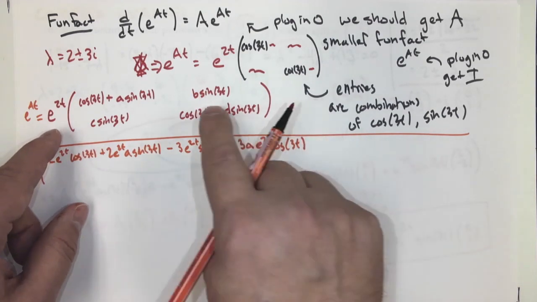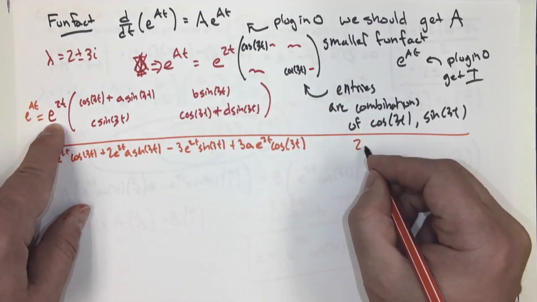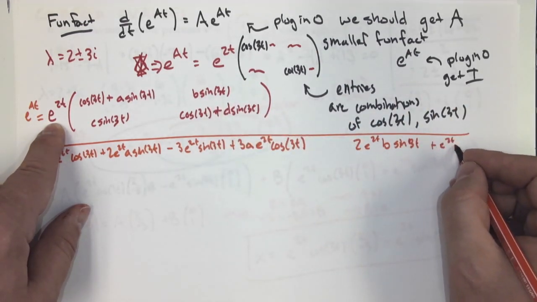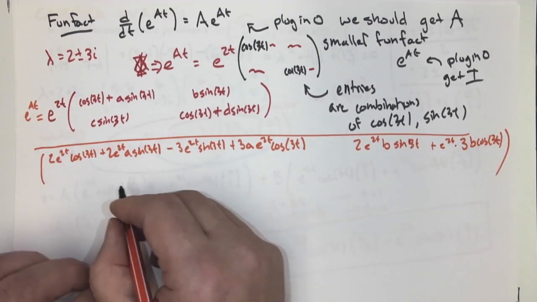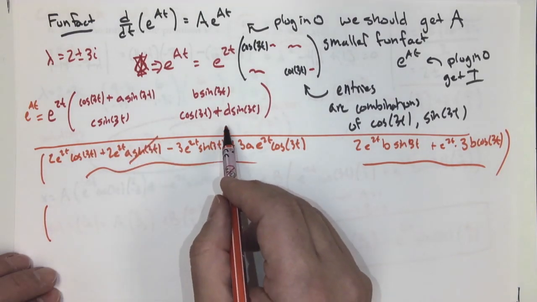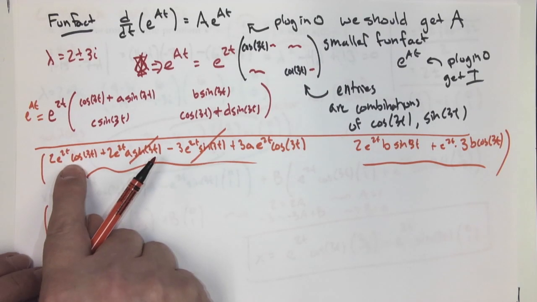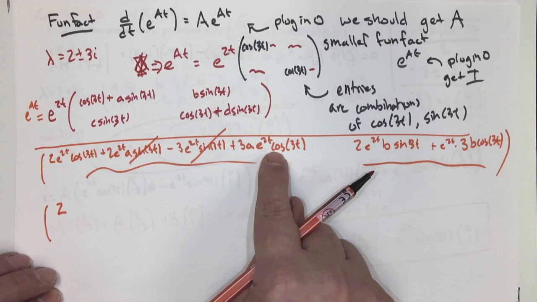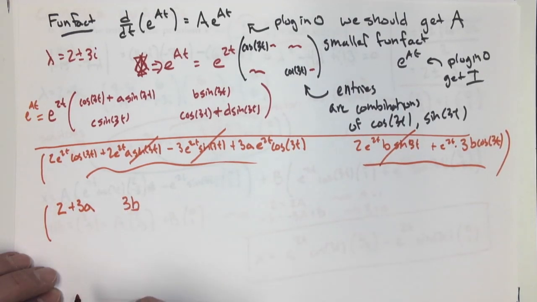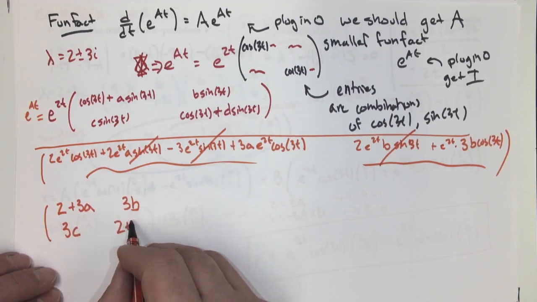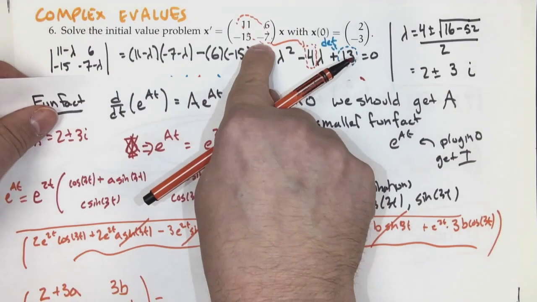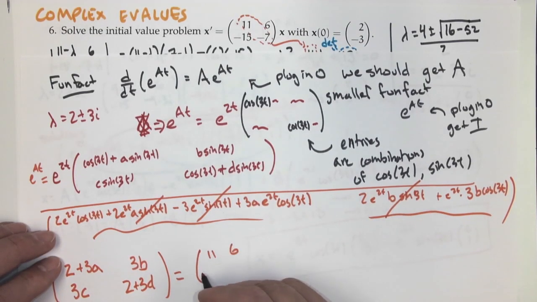This entry here, and I'm just going to do the top row, and you'll see what happens. You're going to get 2 e to the 2t b sine of 3t. And then you'll get an e to the 2t times 3b cosine of 3t. And then there's stuff down here. But now plug in 0. And everything with the sine goes away. We get a 2, and that 2 is 2 plus 3a. And here, that goes away, and we get 3b. Downstairs, we'd have a 3c and a 2 plus 3d. That has to equal a, so that has to equal 11, 6, minus 15, minus 7.